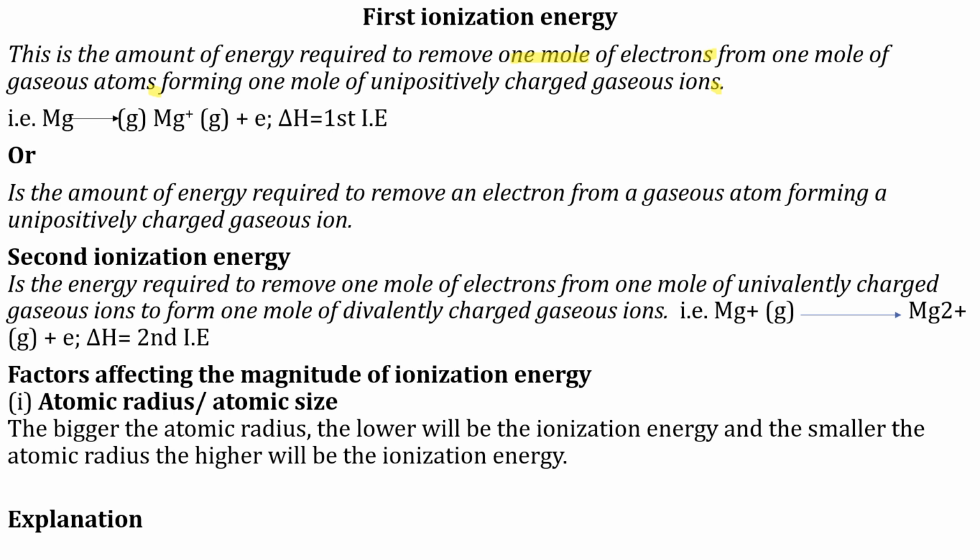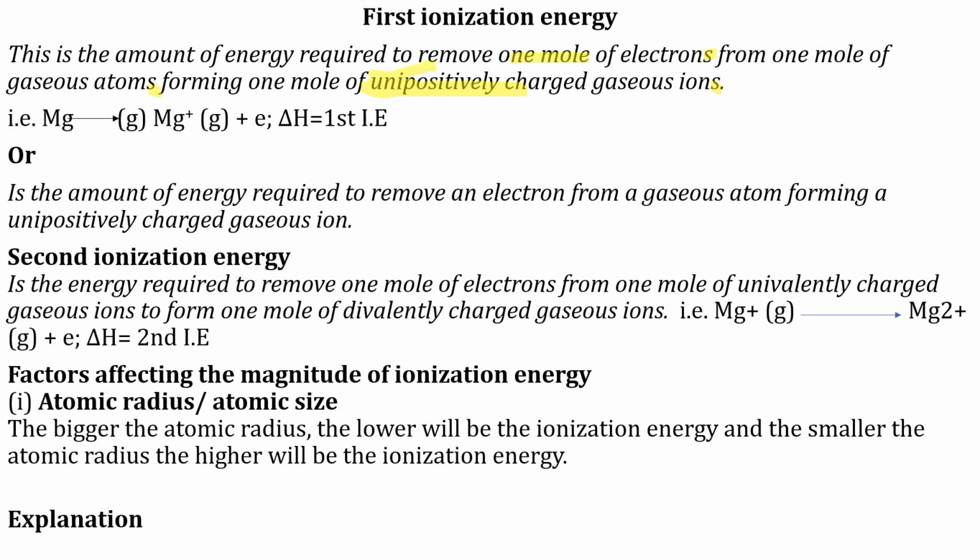So first ionization energy refers to the amount of energy required to remove 1 mole of electrons from 1 mole of gaseous atoms, forming 1 mole of positively charged gaseous ions. Now note that the only difference starts from here. We form 1 mole of uni. Uni means 1. So that's about first ionization energy.